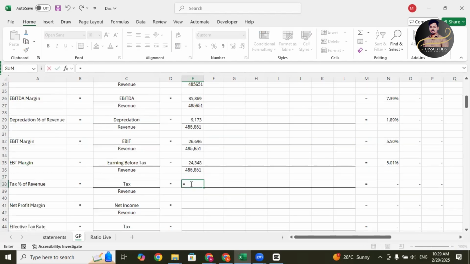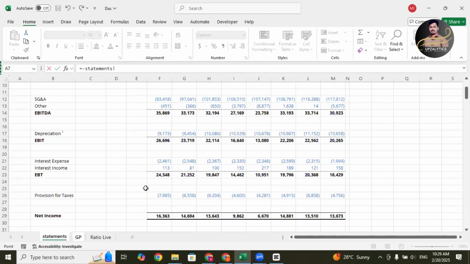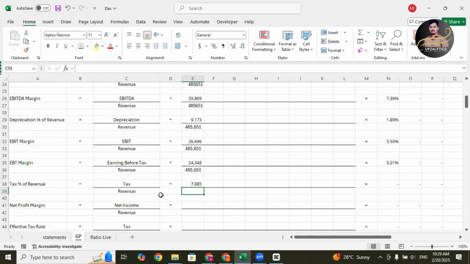Let's move forward to our tax percentage of revenue. We can get the tax from this side. Also, the tax divided by revenue gives around 1.64 percent of tax we have for revenue.